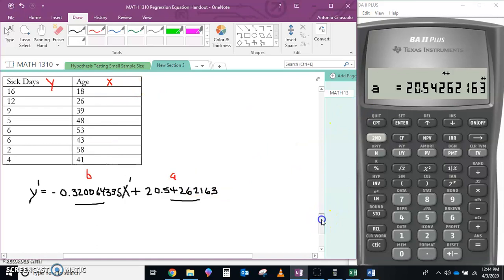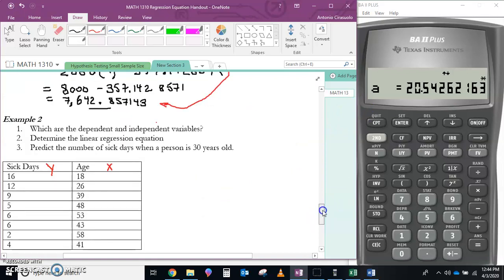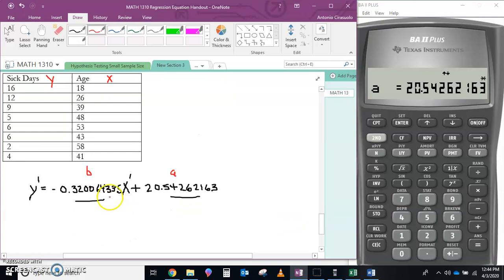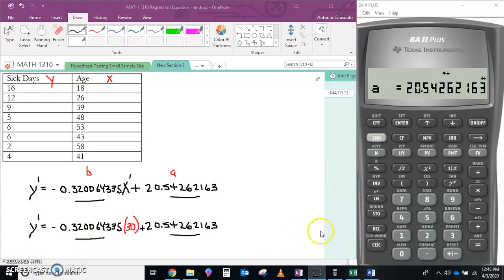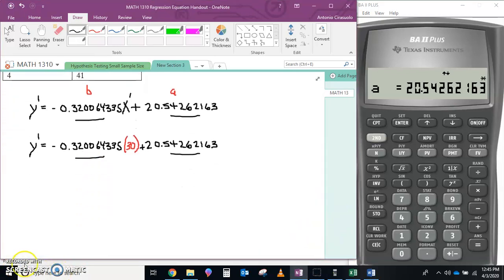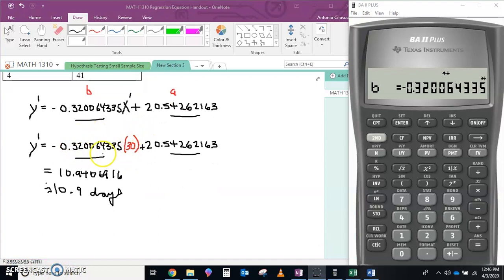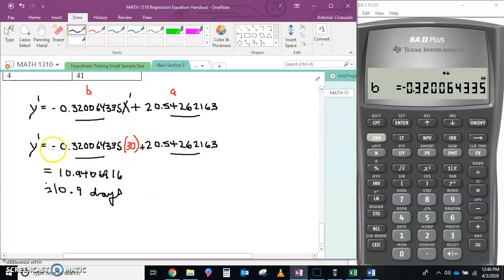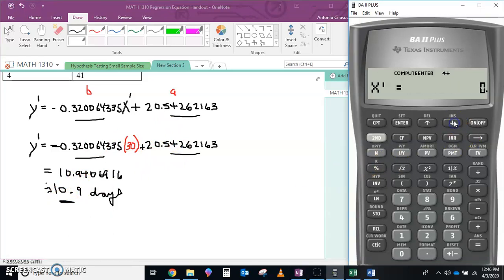Now, the question was asking to predict the sick days when a person's 30 years old. So we would put in 30 for x, and we would get the following. And then the final answer is as follows. When I plugged in 30, mathematically, if you do this by hand, make sure that it's times the negative value and then add 20. In the end, I got 10.9. But once again, if we scroll down here, I'm going to put in 30 for x and then compute, and that's where I got that number from, right? So you get the same number, whether you do it mathematically or use the built-in function.